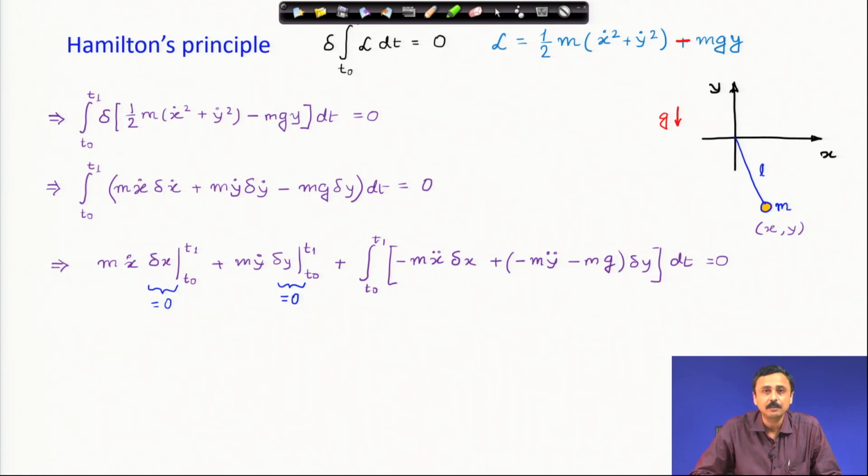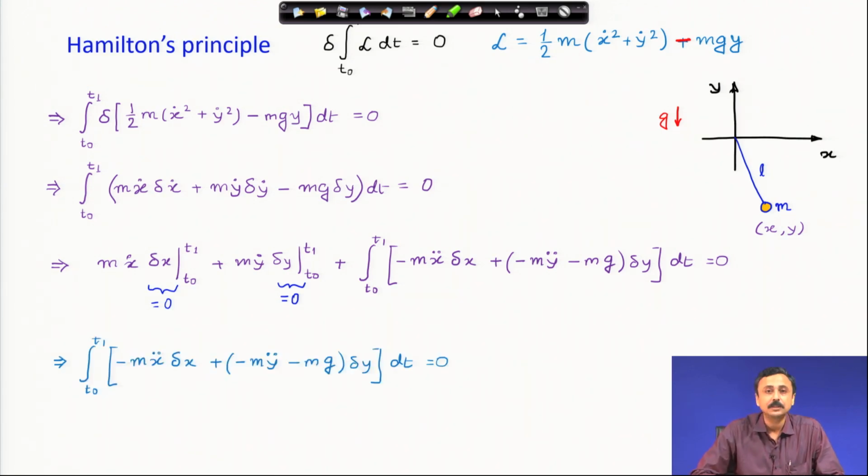This is application of Hamilton's principle. Boundary terms vanish because the variations are 0 at the 2 time boundaries. Therefore, we are left with this variation equal to 0. Now, what was our standard argument from here? Our argument was that the virtual displacements are arbitrary. This was our argument, the virtual displacements are arbitrary.